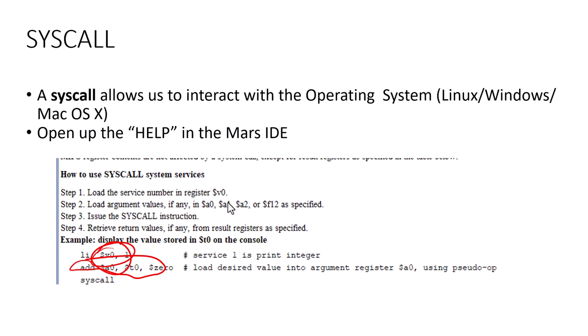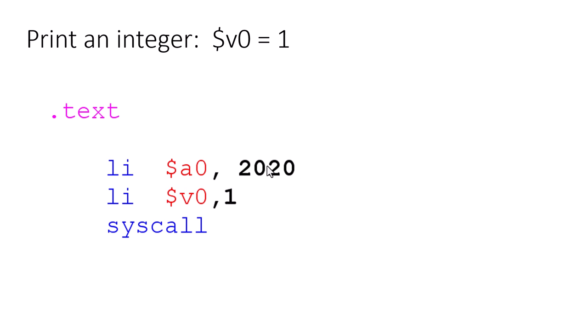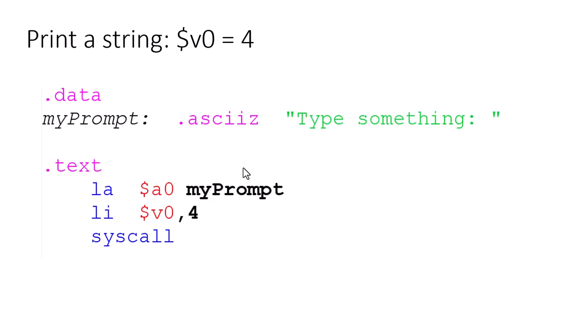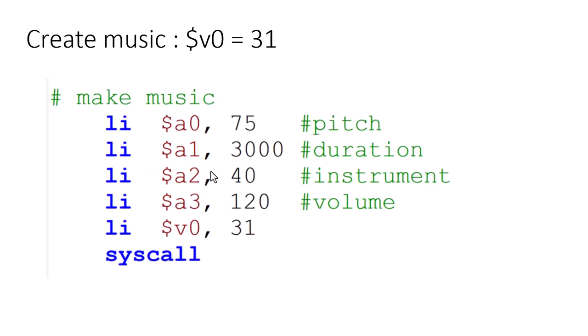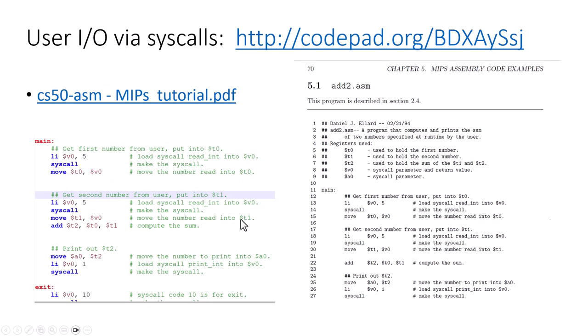So those are just a couple of examples of syscalls. You can print an integer, load up a value into A0 and then a 1 into V0, and you'll print out 2020. If you want to print a string, you'll just simply load in the address of that string with LA, and then use the loaded 4 into V0. If you want to read information, which we just did, you can do that, with a maximum number of characters to read. And then there are things you can do in the way of music, where you can control pitch, duration, instrument, and volume by loading up the appropriate A0 through A3 register values, and then call syscall with 31. And so those are the things that you can do with syscalls.